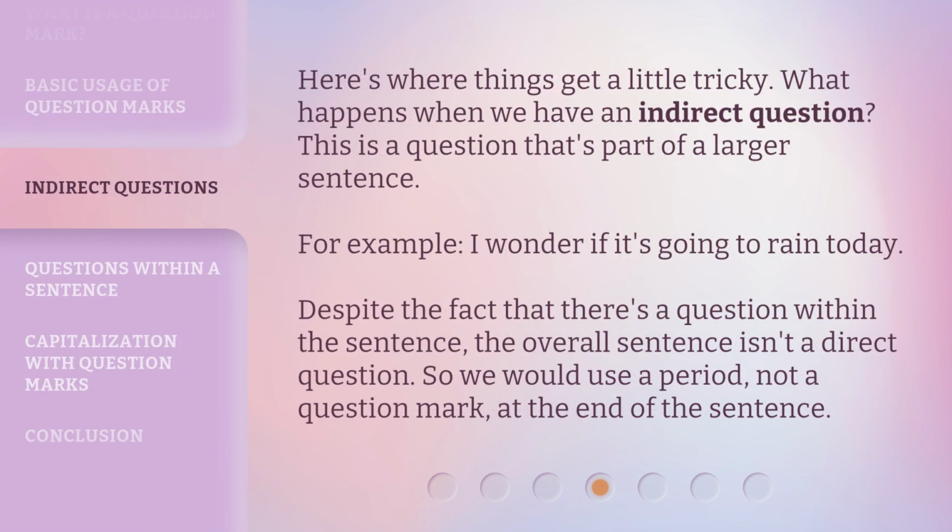Here's where things get a little tricky. What happens when we have an indirect question? This is a question that's part of a larger sentence. For example, "I wonder if it's going to rain today." Despite the fact that there's a question within the sentence, the overall sentence isn't a direct question. So we would use a period, not a question mark, at the end of the sentence.